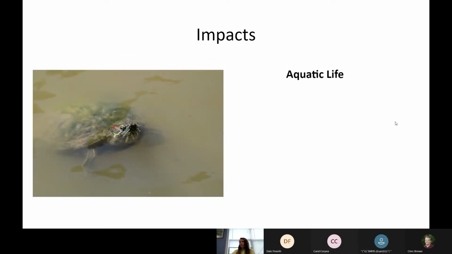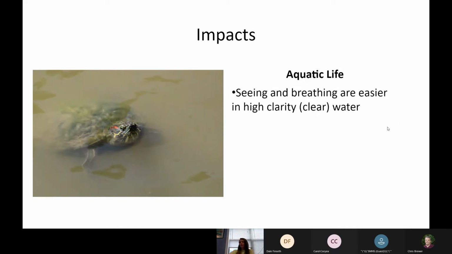Some of the impacts for aquatic life are going to be that it is difficult for them to see or breathe in cloudy water. So if you think about fish, they're trying to receive their oxygen through their gills. And if there's a lot of sediment and things floating in the water, they can't really control whether or not it's going into their gills. So it's similar to us. We want really clear, healthy air that isn't full of smog and different chemicals. And if it's cloudy, then it's going to be harder for them to find their food as well.